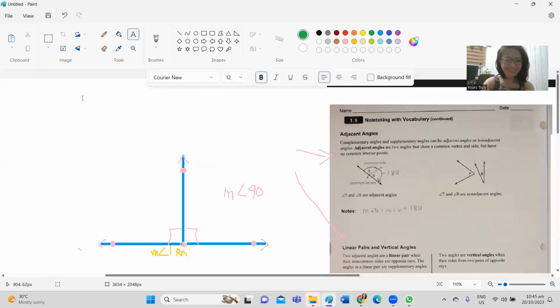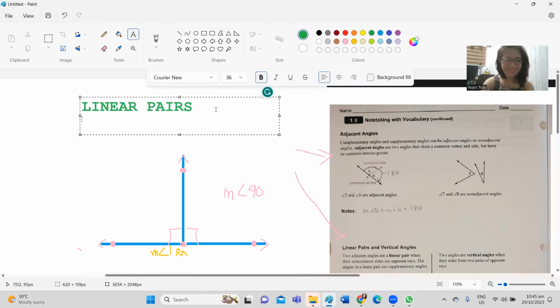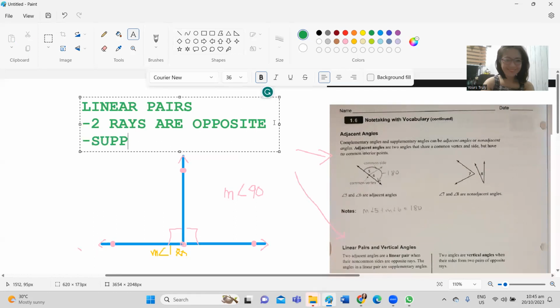Linear pair. Let me use the green one again. Too small, get bigger. Do you think you can see this now? Again, linear pairs. How do we say that two angles are linear pairs? First, when two rays are opposite. Second, they are supplementary. So two rays are opposite and supplementary, meaning they have a common vertex.